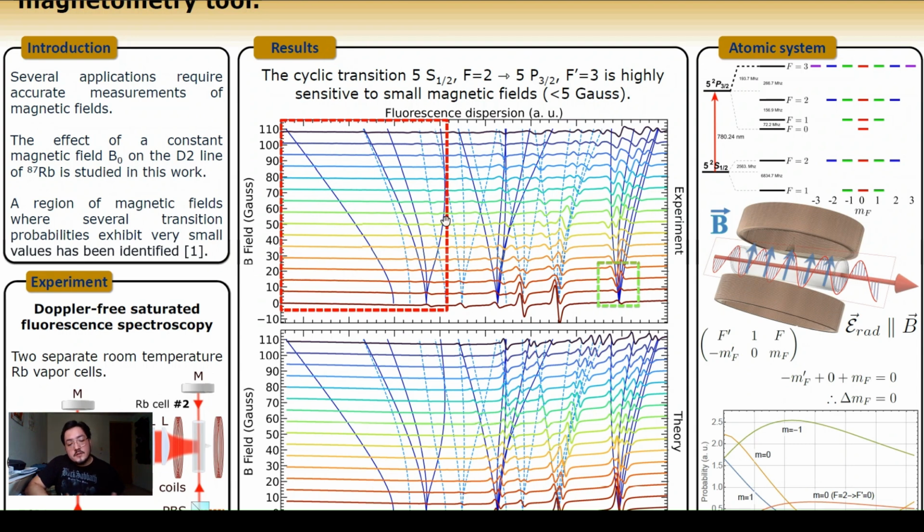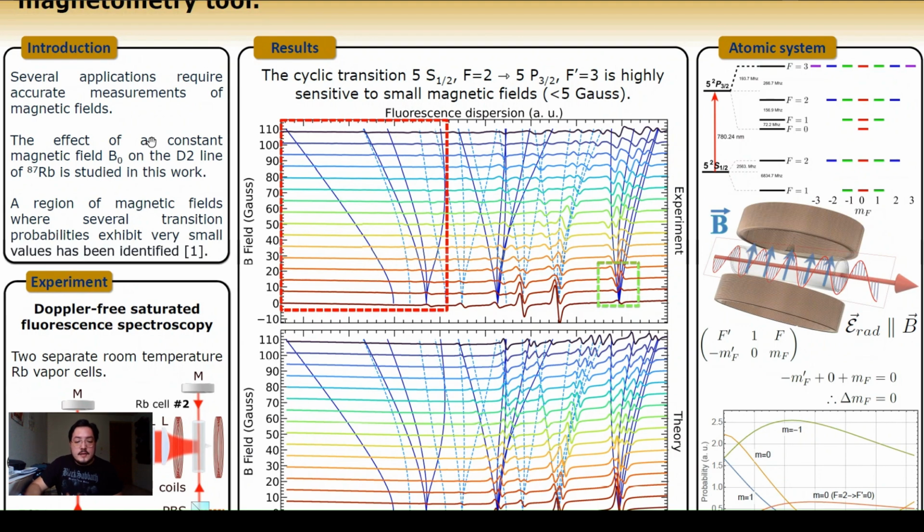So the purpose of this work is to show how the constant magnetic field B sub 0 produced by a pair of Helmholtz type coils can be characterized through Doppler free spectroscopy of rubidium atoms. So we studied the D2 line of the 87 rubidium isotope in a room temperature vapor.